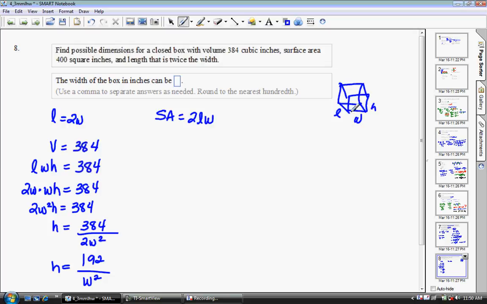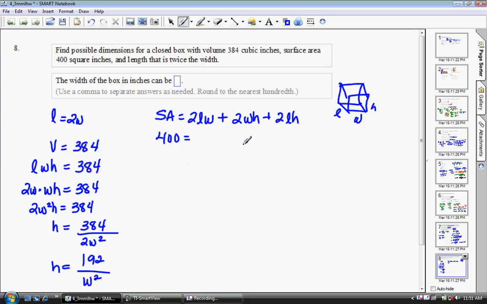That's because the length times the width is a bottom piece, and there's a parallel piece at the top, right? Plus 2 times WH. The width times the height is this face right here, and there's a parallel side over there. And then plus 2 times the length times the height. Okay, the length times the height would be the side piece. So if you add up all the areas of every surface, that's called the surface area. We know that's equal to 400.